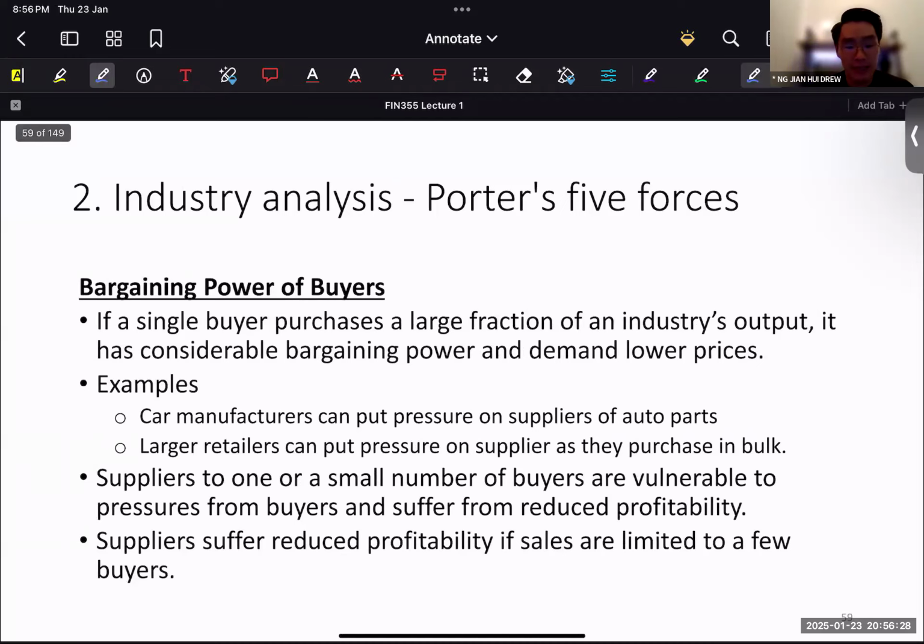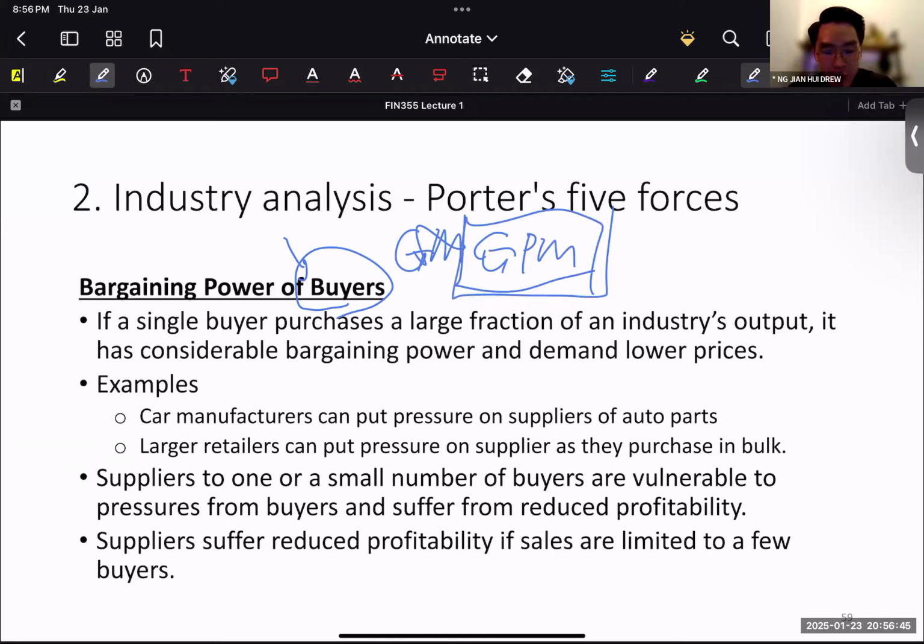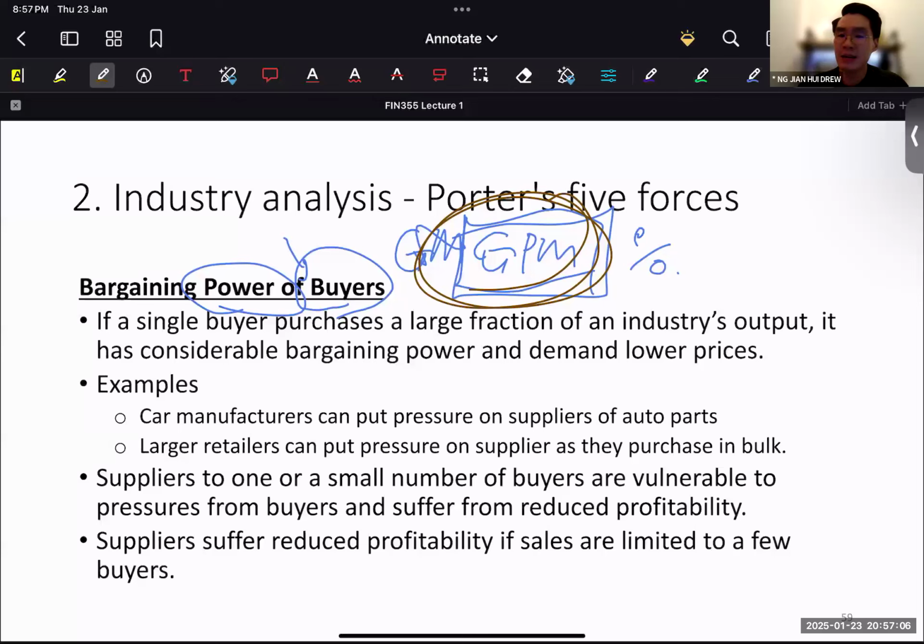Bargaining power of buyers. This is very interesting. Why I want to highlight this is that whenever you calculate the gross profit margin of a company, it gives you an indication of the bargaining power. So when you do your financial analysis, whenever you talk about gross profit margin, try to think about what it means in terms of the bargaining power of your buyer. Anyone want to give it a try? If you have a high gross profit margin, what does it mean in terms of bargaining power of buyer?